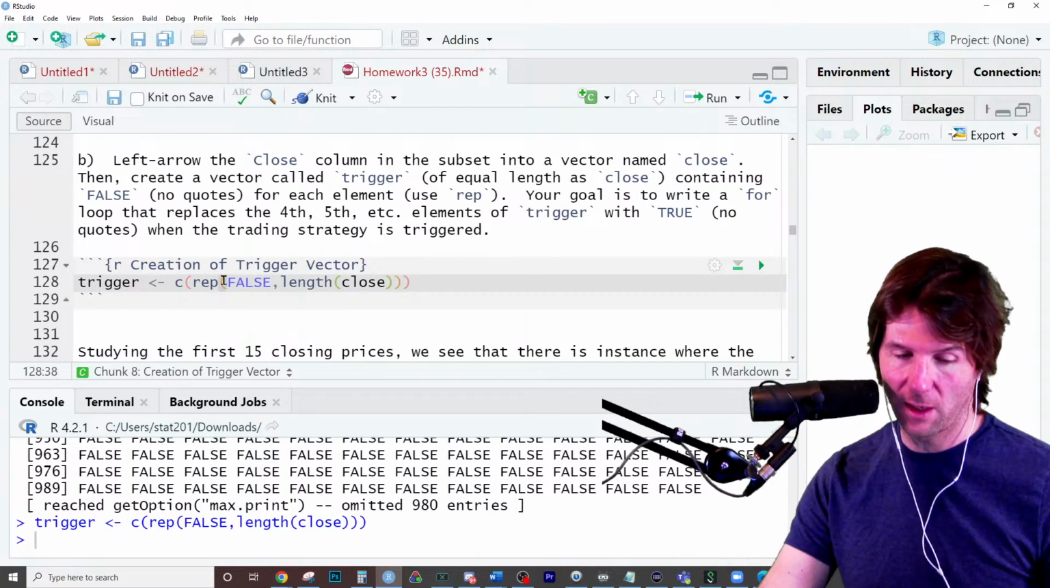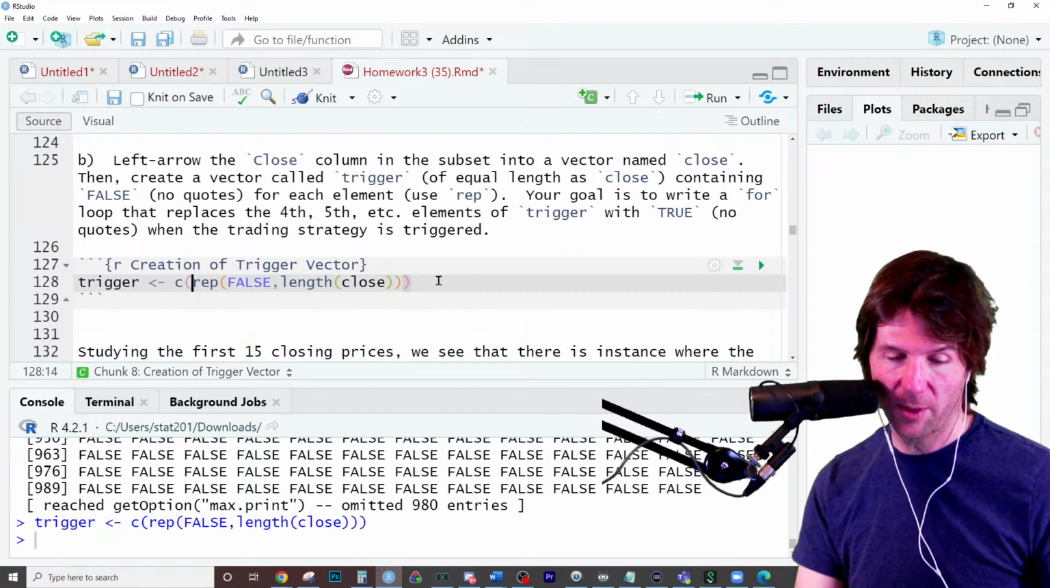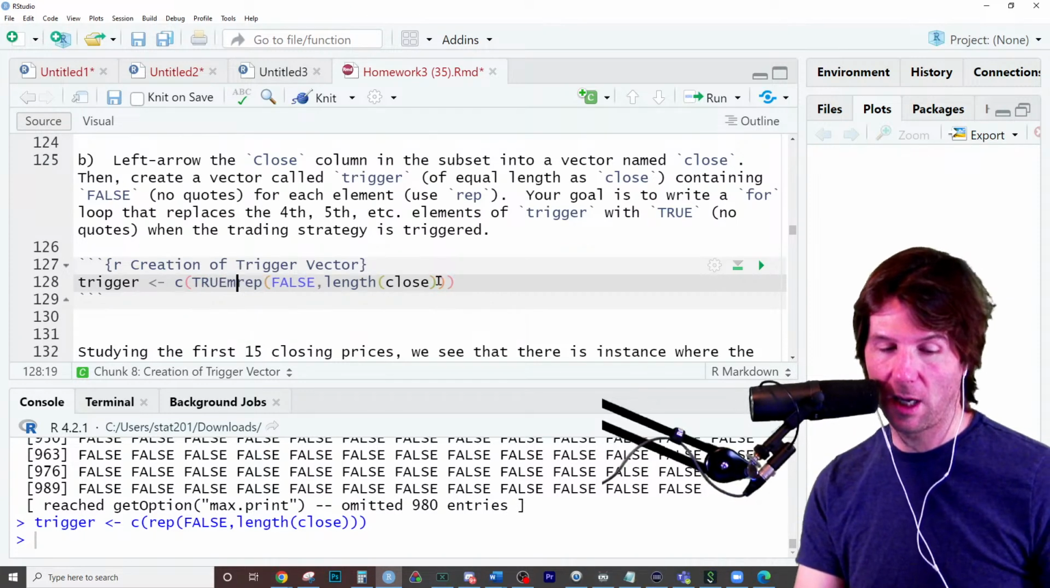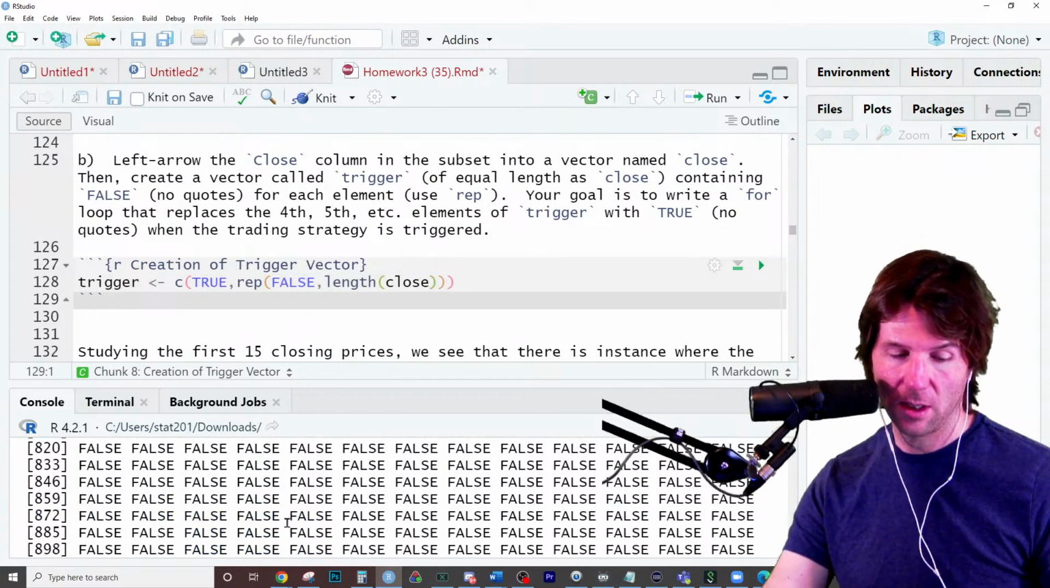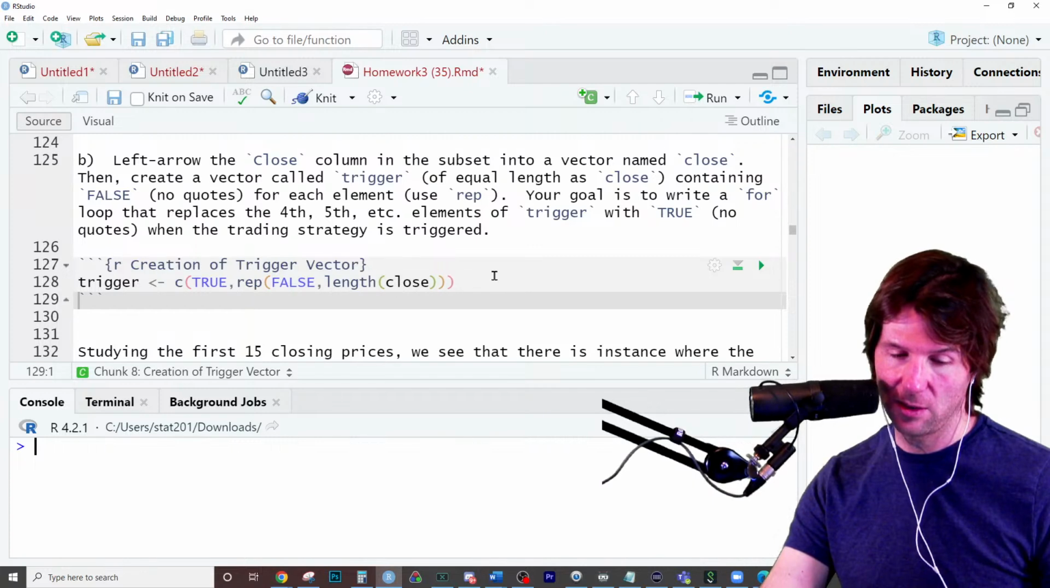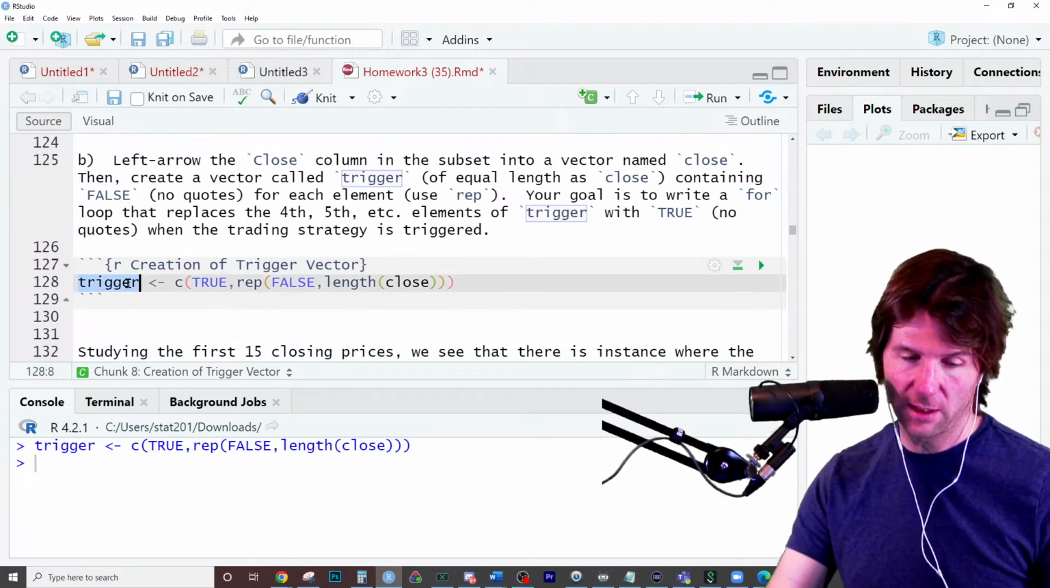It'll get mad if I do something. I could put a true at the start of this vector by going here, and you could concatenate a true with the rep function. So now the first element of this is true, if you take a look at this vector.